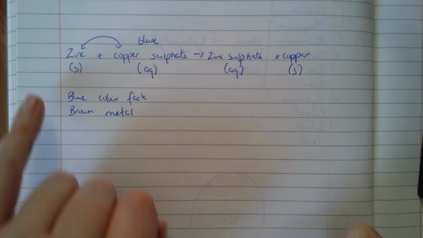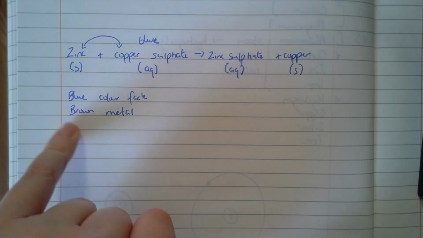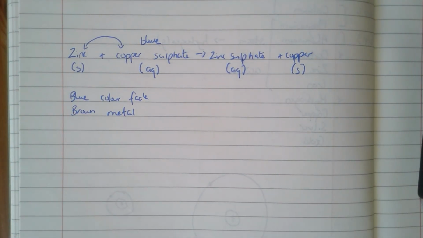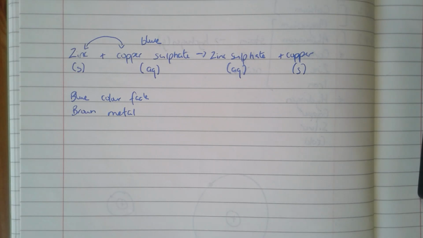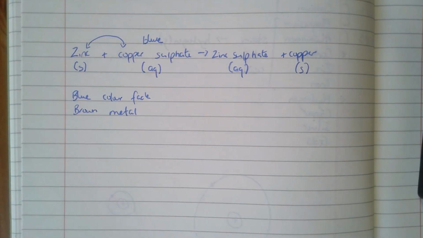Zinc is a silvery metal, so you'll see the zinc disappear, the silver metal disappear. You'll form the brown metal instead, and as I said, that blue colour will fade. So because you're seeing those observations, you know the reaction is taking place, and that confirms that zinc is more reactive than copper. So again, we can use displacement reactions to prove the order of reactivity.